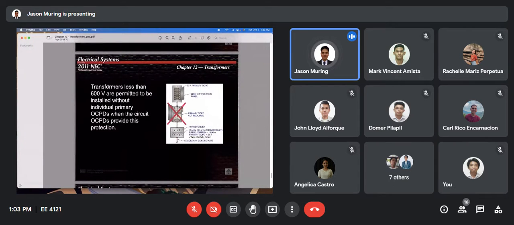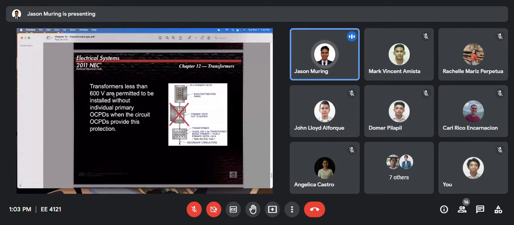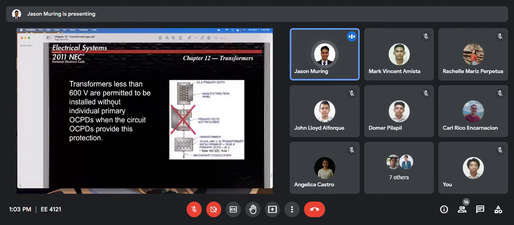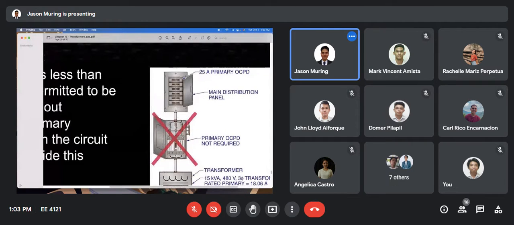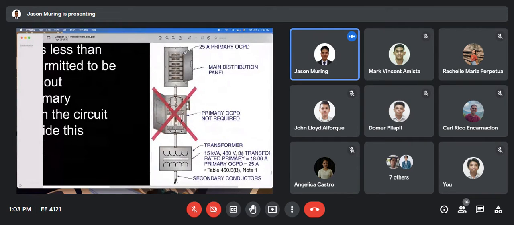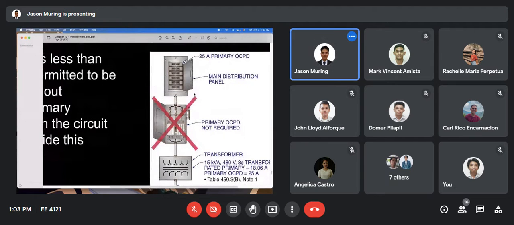Okay, so transformers less than 600 volts are permitted to be installed without individual primary OCPD if the circuit OCPD provides the protection. Okay, so this is not necessary now since there is no OCPD here.